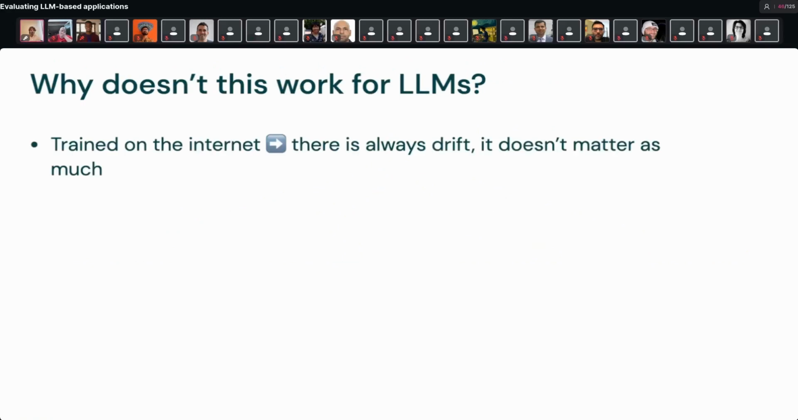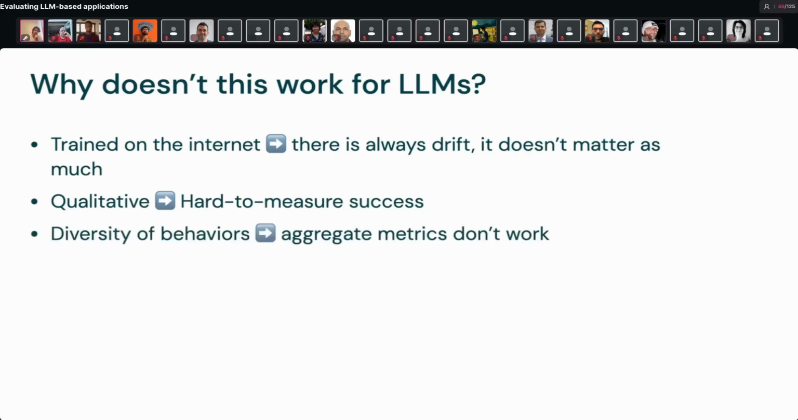So to summarize, why do traditional evaluations, like machine learning evaluation, break down for LLMs? First, these models are trained on the whole internet, so there's always drift, and data drift doesn't really matter so much in this context. The metrics, the outcomes that we're aiming for, are often qualitative, so it's hard to come up with a number to measure success. And finally, we're often aiming for a diversity of behaviors, and so pointing at a single metric as the measure of quality for this model, like we talked about before, is more difficult.